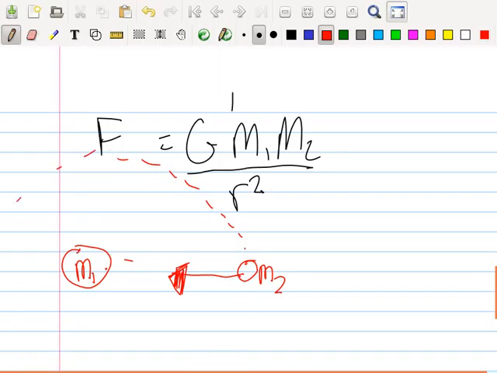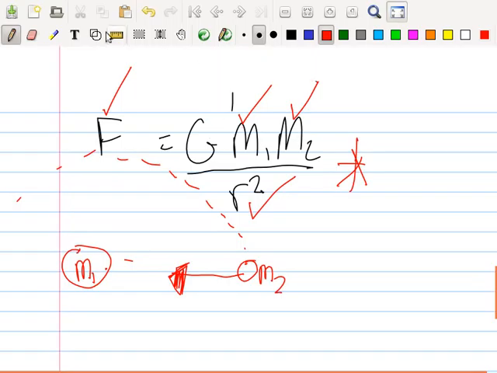So if you want to calculate the force between two planets, you can use this formula. This is the force between two planets. F is the force. What's R? The distance between them. M1 is like the sun. M2 is like the Earth.